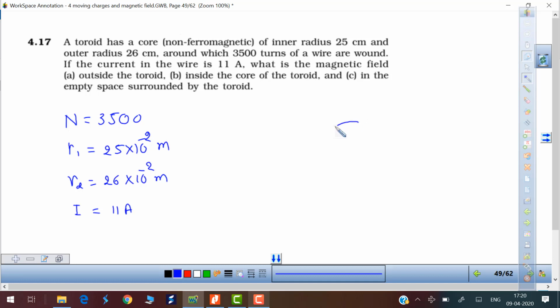So you know the construction of the toroid. So I roughly draw it.